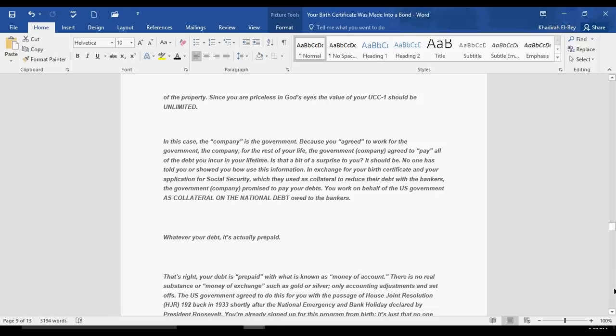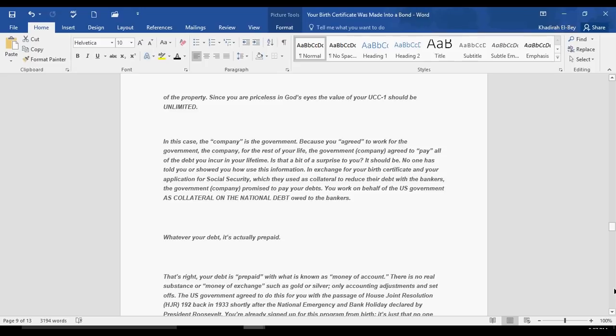In this case, the company is the government because you agreed to work with the government, the company, for the rest of your life. The government company agrees to pay all the debt you incurred in your lifetime. It is a bitter surprise to you. It shouldn't be. No one has told you or showed you how to use this information.